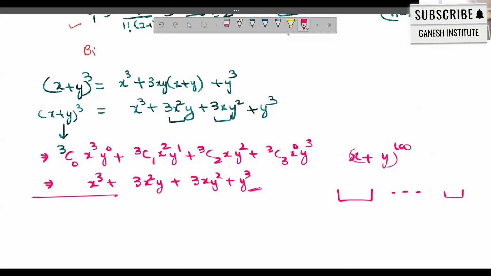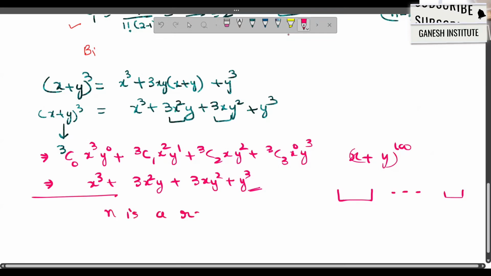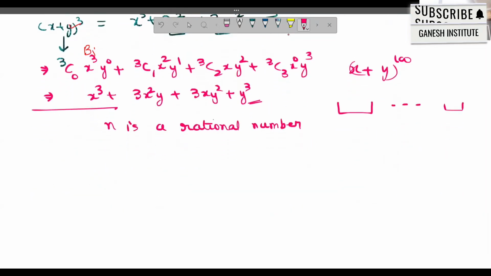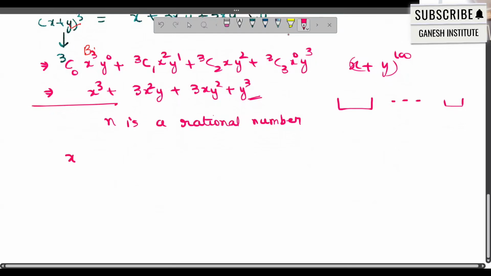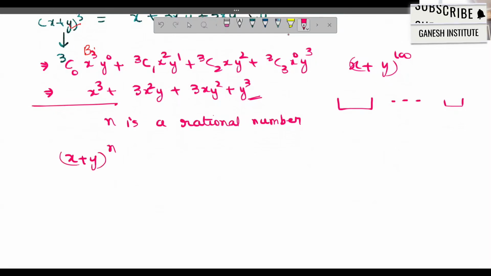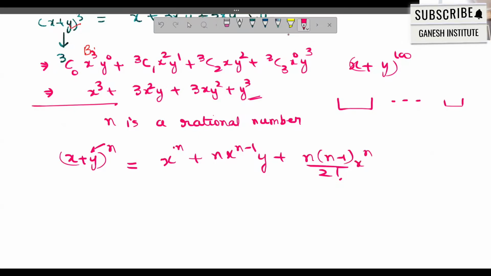Now, what if n is a rational number, a fraction? Usually, what do we do? Let's say I have x plus y raised to power n, and this n is 1 by 2 or 3 by 4 or something like that. I do x raised to power n plus n times x raised to power n minus 1 y plus n into n minus 1 upon 2 factorial. So this is whole x raised to power n, this is x raised to power n minus 1, next will be x raised to power n minus 2.